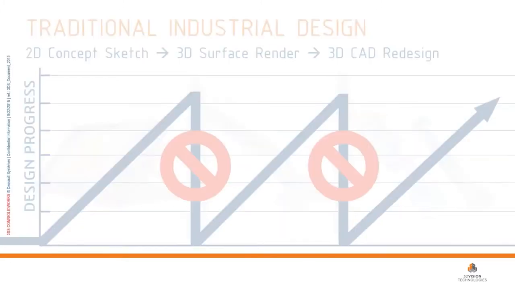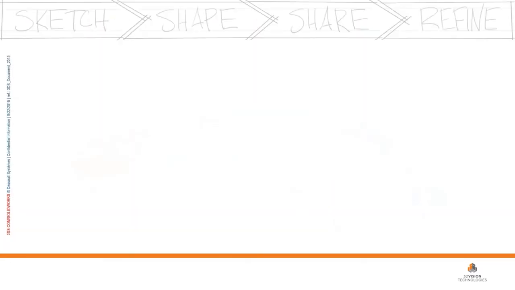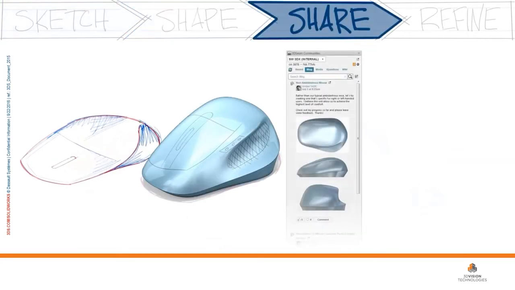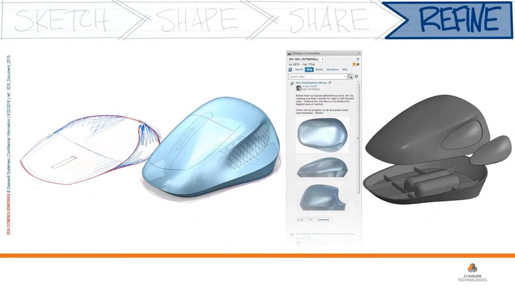So we proposed with the Industrial Designer tool these four areas: the sketch, the shape, the share, and the refine. And you can do all four of these inside of SOLIDWORKS Industrial Designer. The refine area really is taking it into traditional desktop SOLIDWORKS to do your mechanical things that you would still want to do in there.